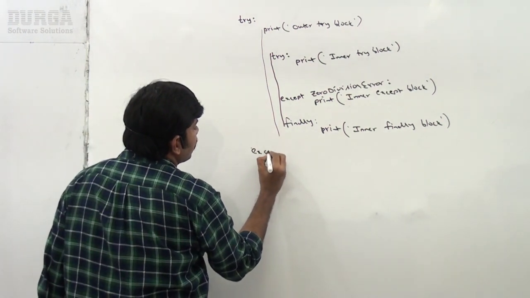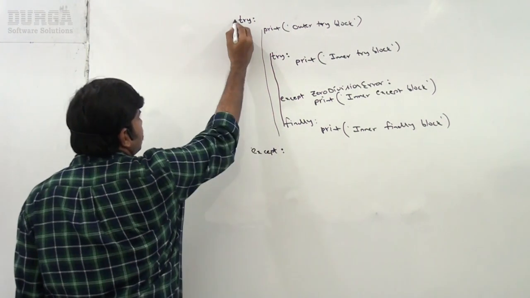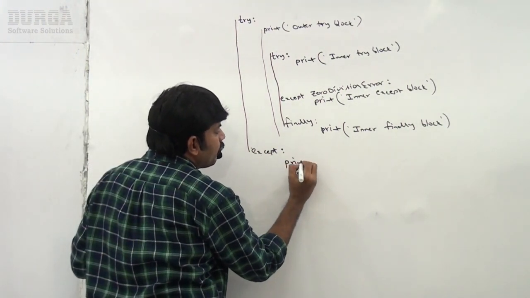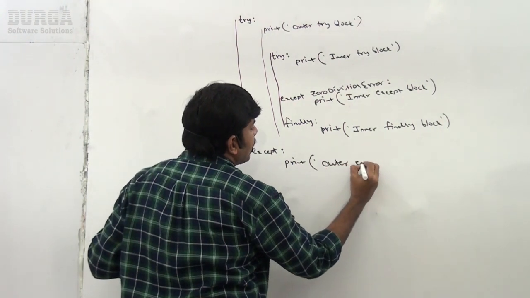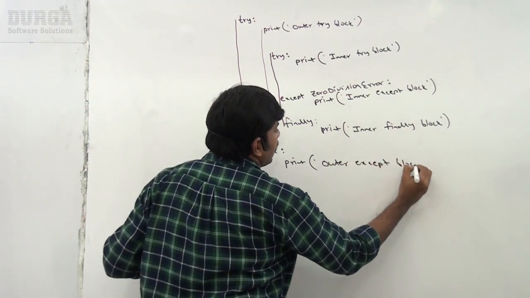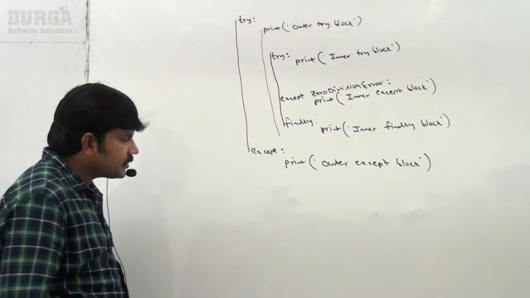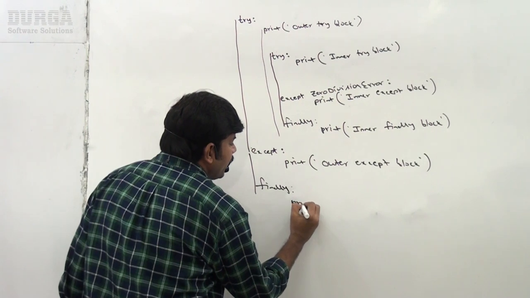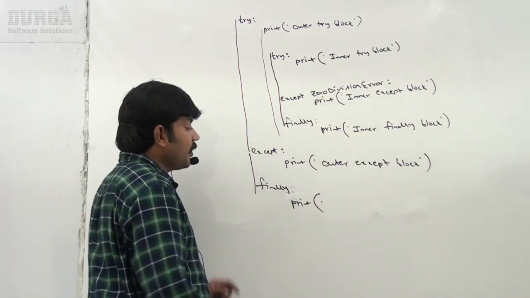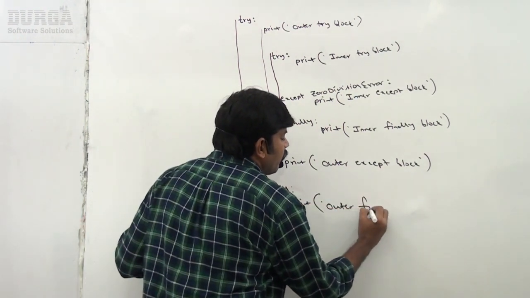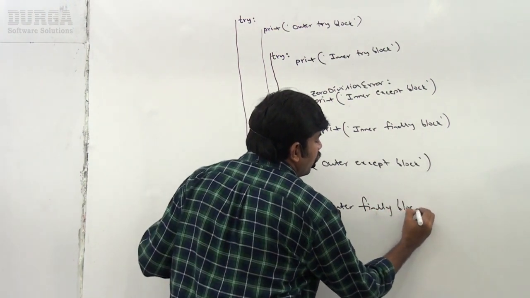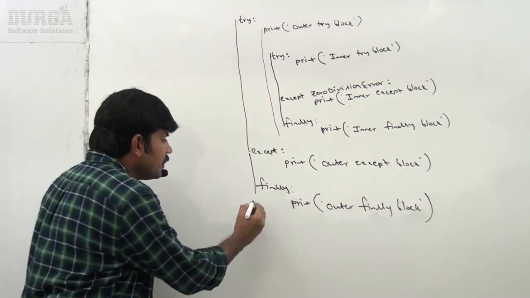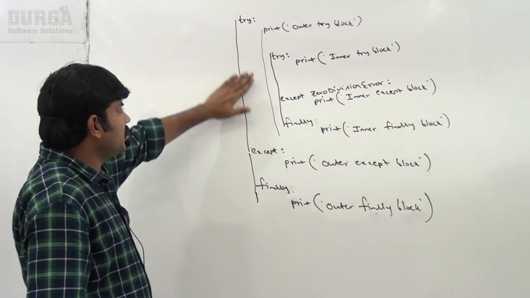Now here I am taking except, sir, outer try completed, except. Here print outer except block. Next finally, print outer finally block. That's all. Okay. Now take very special care about this terminology, right?